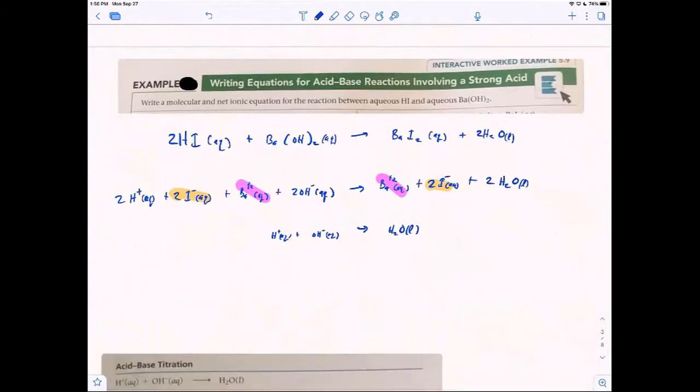So this is a reaction between 2 hydrogen iodides plus barium hydroxide, forming aqueous barium iodide and 2 waters. So that's the molecular equation. I already wrote out the net ionic equation beforehand. So the hydrogen iodide is broken up into 2 hydrogen, and I even wrote them as hydrogen ions, right? So I told you, you can do either way. So 2 hydrogen ions plus 2 iodides, and then the barium hydroxide is 1 barium and 2 hydroxides. And then on the right, you have barium and iodide as the spectator ions, and then 2 waters.